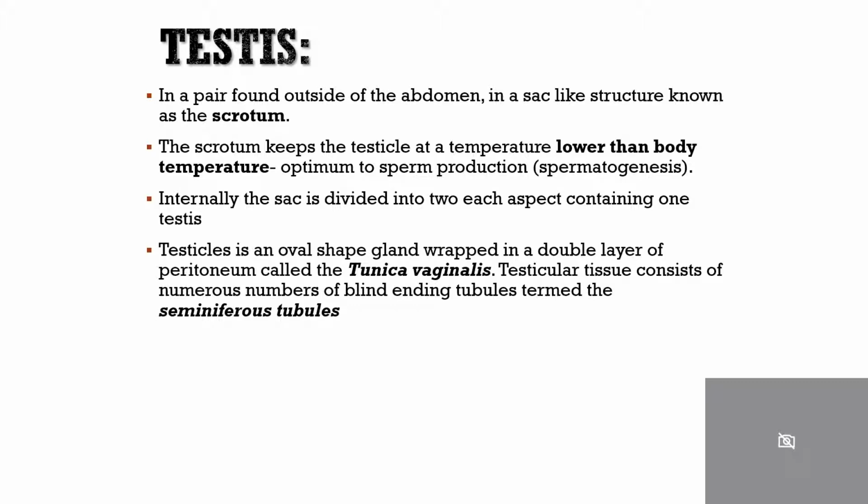A testicle is an oval-shaped gland wrapped in a double layer of peritoneum that we call the tunica vaginalis. The testicular tissue consists of numerous blind-ending tubules, termed the seminiferous tubules.